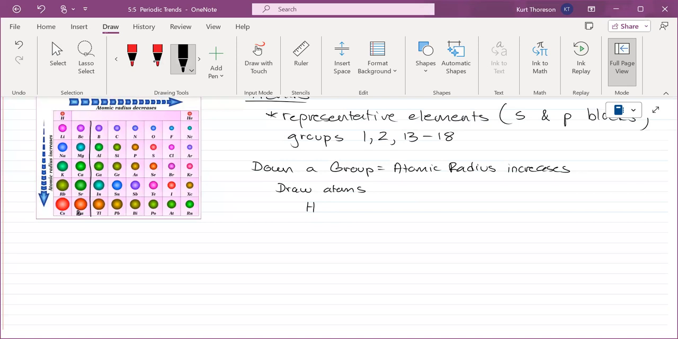Right. So what we're going to do is we're going to draw the nucleus right there. Draw the first electron cloud, the first energy level, and put that one electron. That right there is an electron. That right there is a nucleus.